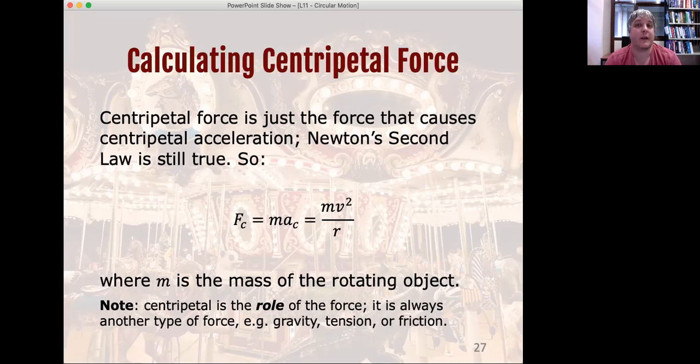That force will still be caused by one of those other mechanisms. It will be caused by friction or by tension or by gravity, but centripetal is a description of the effect the force has on the object, and that is to make it travel in a circular path. So it's important to keep that in mind. Centripetal force still needs a cause. There still needs to be something causing that force, and part of our job often is to identify what that cause is.